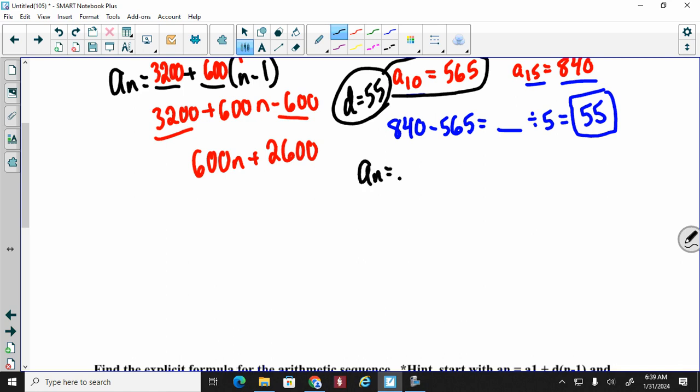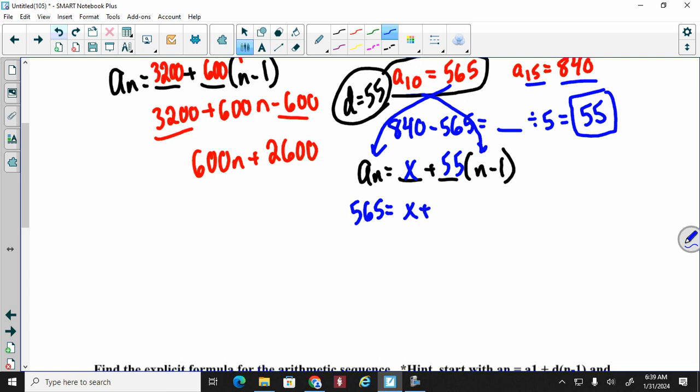So A of n is equal to something plus something, n minus 1. My common difference was 55. I just found it, and I'm going to use 565 here, 10 here. Remember, this should look very familiar right now. So I don't know why I put 565 there. Hold on. Let's try that again. I'm going to put X here. I'm going to put 55 here. 565 goes here. 10 goes here. Sorry. 565 is equal to X plus 55 times 10 minus 1. Now remember, 10 minus 1 is 9.